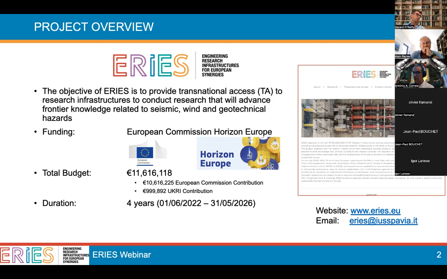The main funding for this comes from the European Commission's Horizon Europe program. So just starting this year, or possibly late last year, this program. And the total budget of the project is just short of 12 million euros. So we have a little bit of money to spend on the research activities. The duration will be 4 years, and we have just kicked off the project at the beginning of June. So we had our kickoff meeting last month.